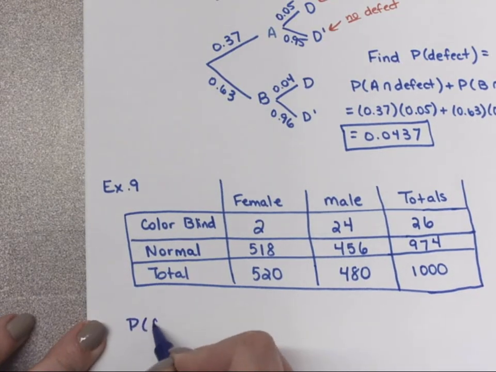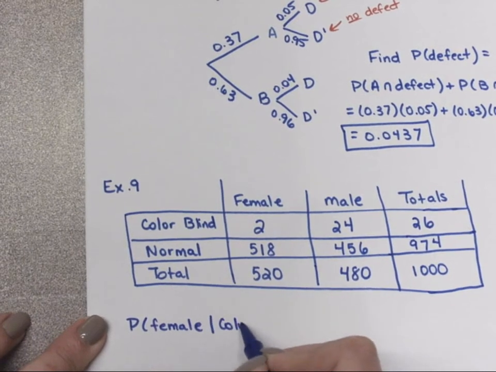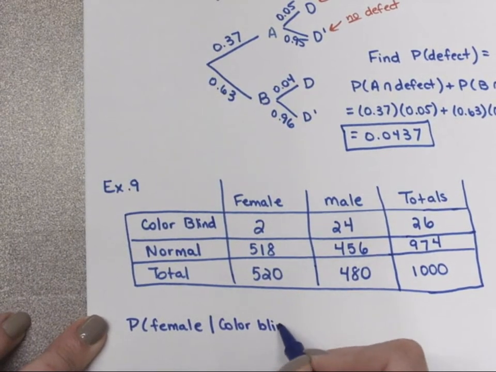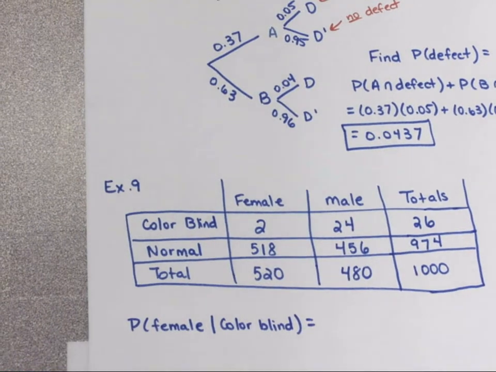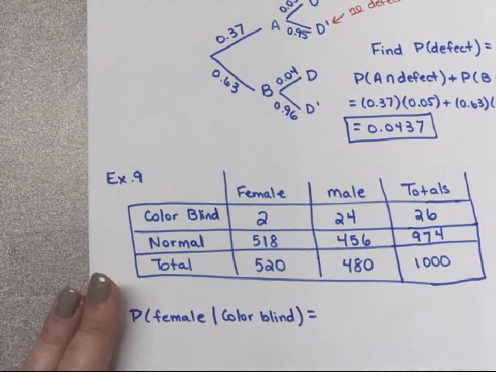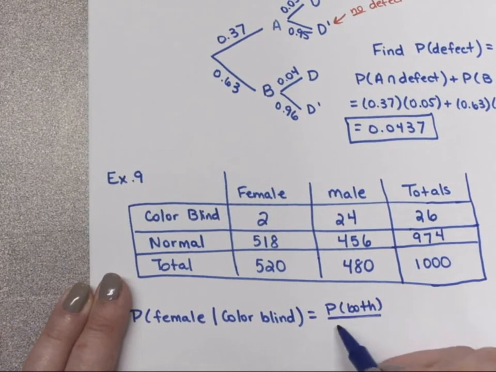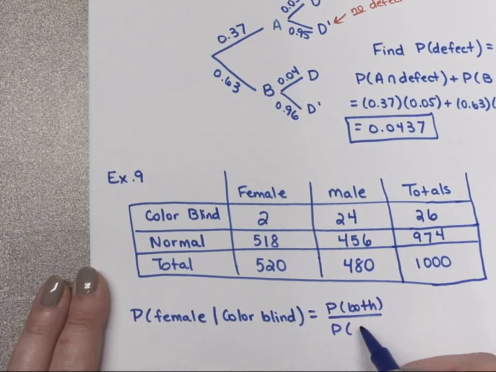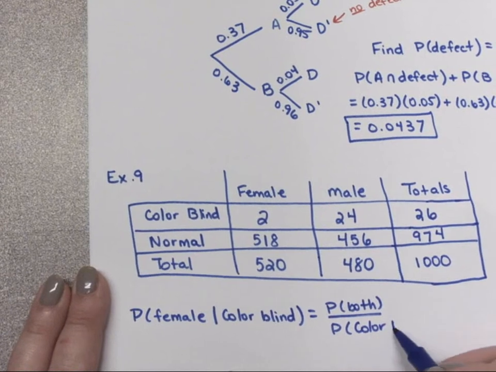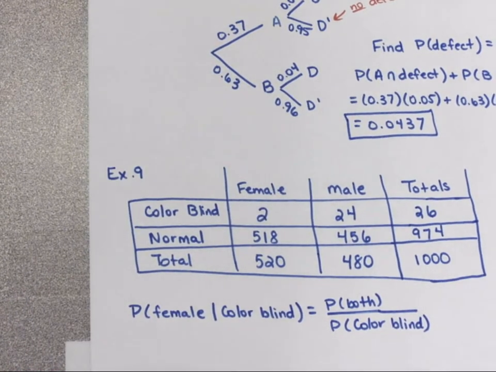So I want to find the probability that a person is female given that they are colorblind. So what's the formula for given that? It's the probability of both over the probability of which thing? The second thing, right? Colorblind? So with the data in the table like this, we should be able to easily figure that out, right?